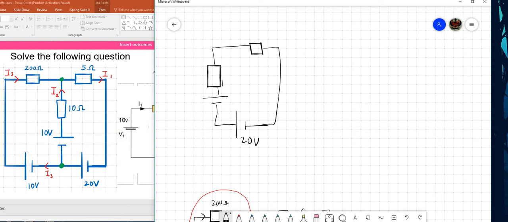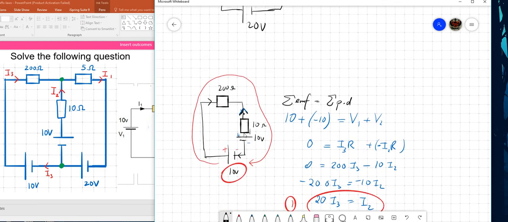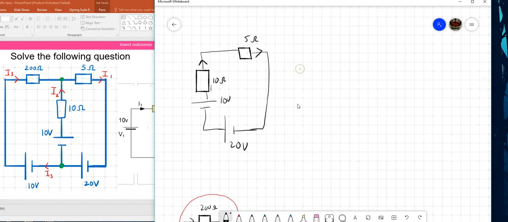Let me just label this 20 volts, 10 volts. Now current's going this way, current's going this way, and this is 5 ohms, this is 10 ohms. Since in the first loop we are going clockwise, then the second loop should also be going clockwise. So we also should be going clockwise like this here.